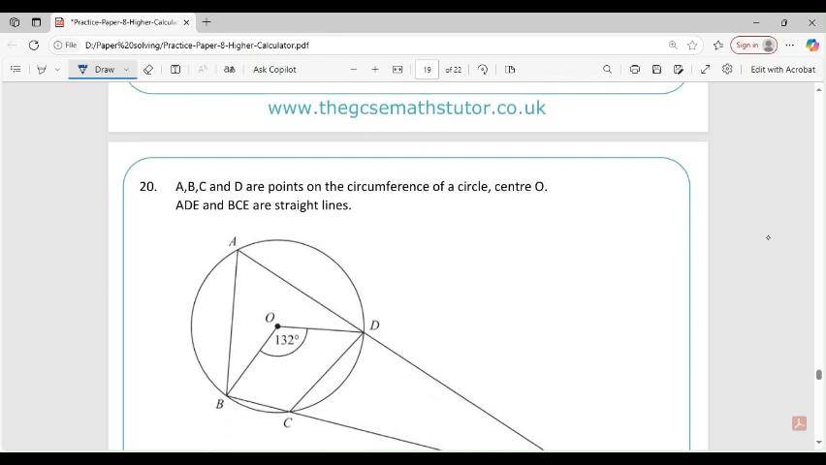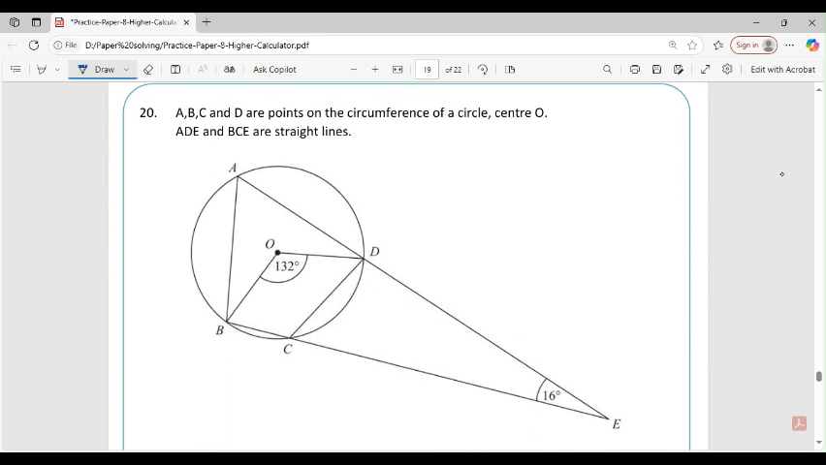Now, in this question number 20, it says A, B, C, and D are the points on the circumference of a circle, like A, B, C, and D. All these are the points on the circumference of the circle. O is the center. You should know very well that this and this one both are the radius, so they are equal.